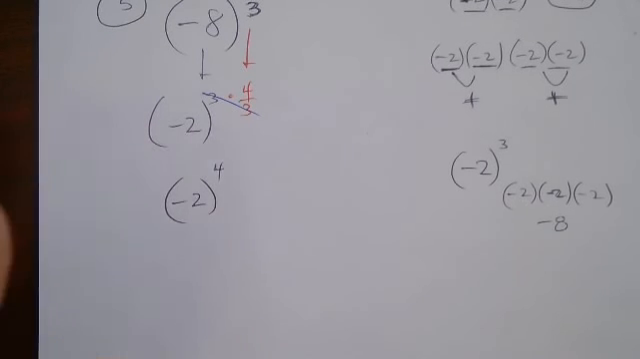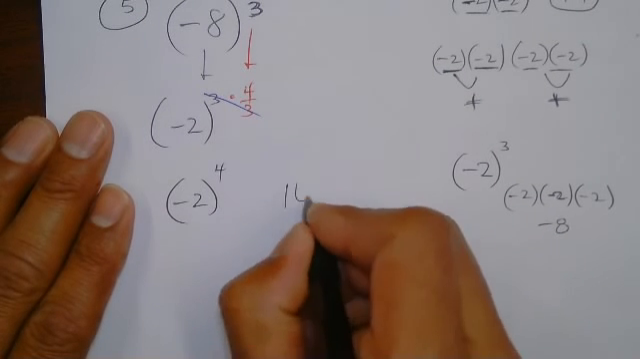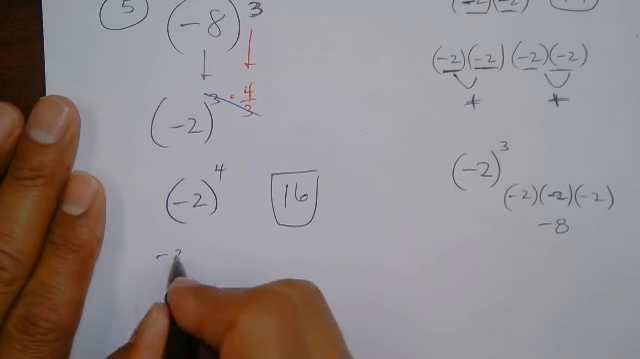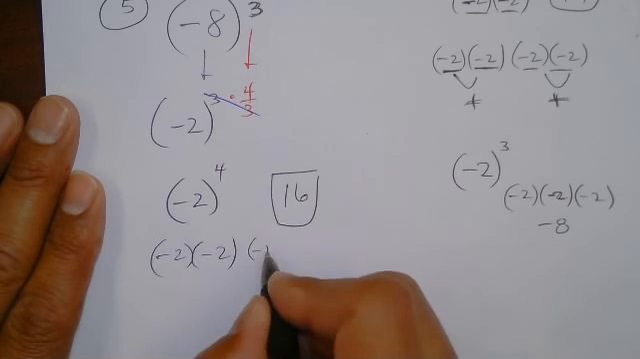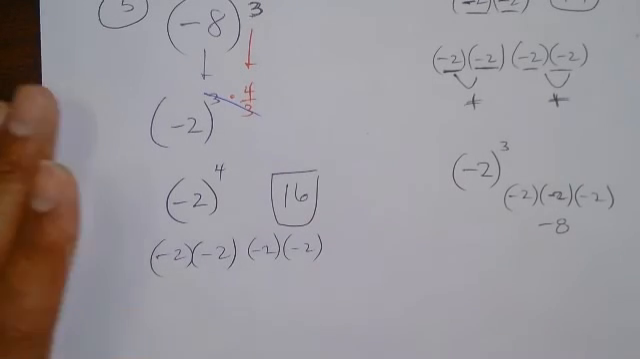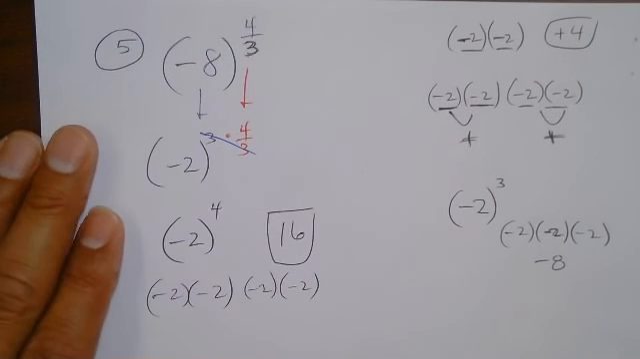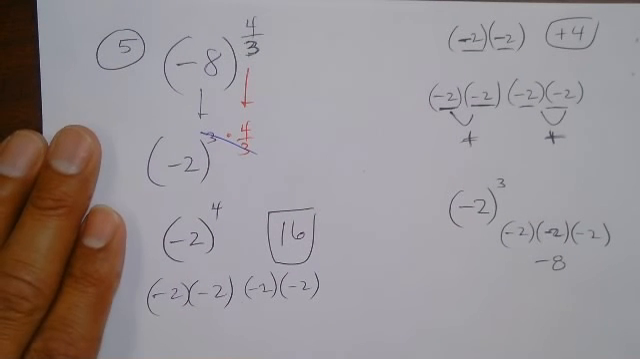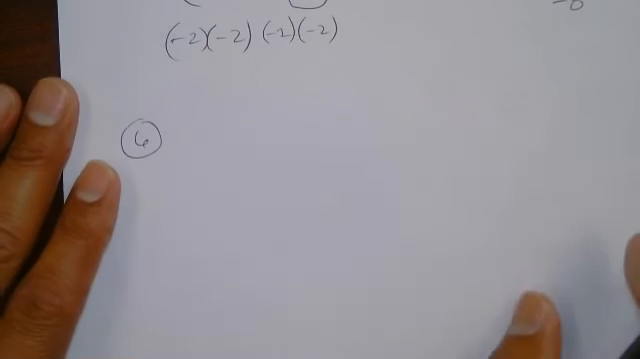Right? Because if I have two negatives, that makes a positive, and then I have another two negatives, that makes a positive. So it's going to be a positive answer. Positive what? Positive 16 is the answer. Right? Negative 2 times negative 2, that's a positive. And then another pair of negatives, that's another positive. So the answer is going to be positive. Yeah?